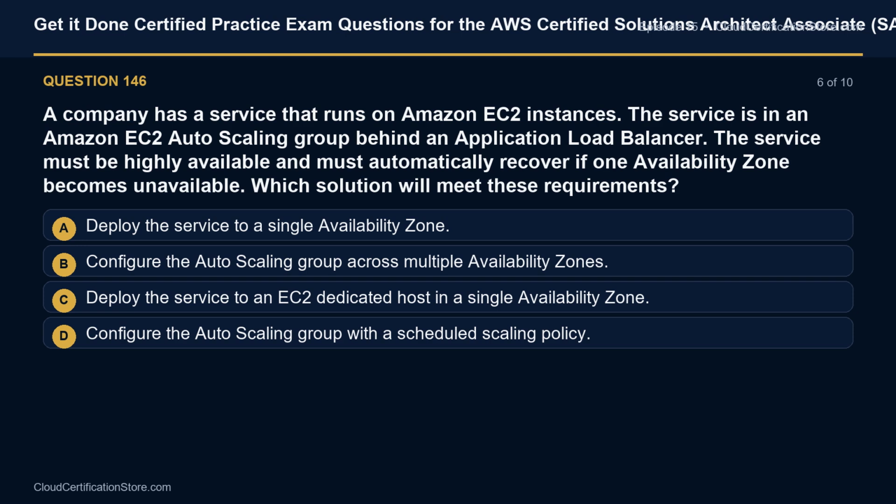Option A. Deploy the service to a single availability zone. Option B. Configure the auto-scaling group across multiple availability zones. Option C. Deploy the service to an EC2 dedicated host in a single availability zone. Option D. Configure the auto-scaling group with a scheduled scaling policy.